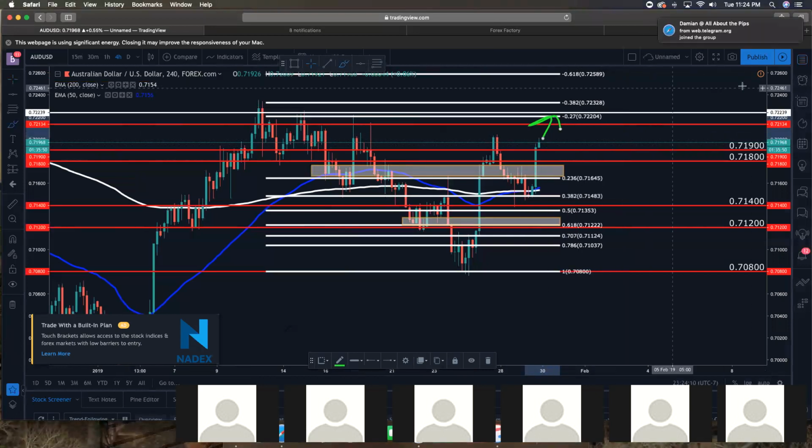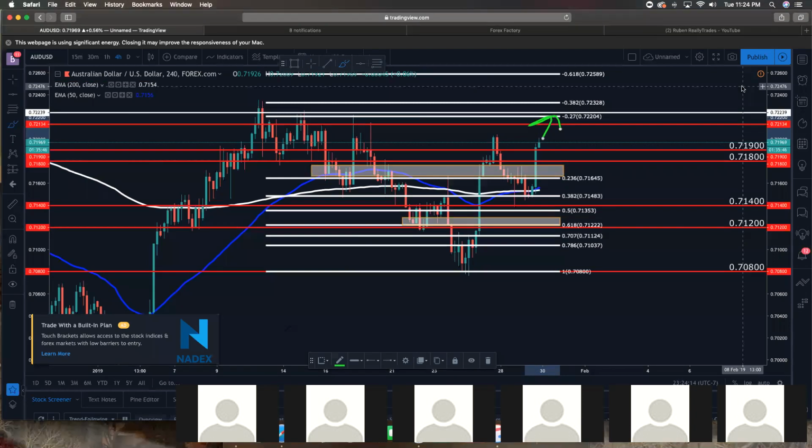So with these pairs, pretty much, guys, I'm looking at USDJPY for that buy. I'm looking at EURUSD for that sell. And that's really it as far as clean cut charts that I'm looking at tonight.